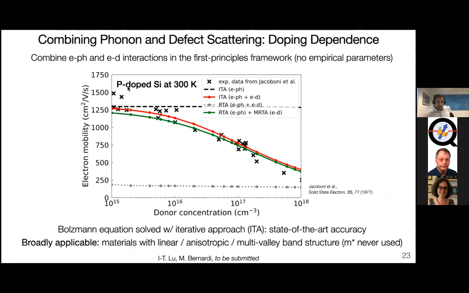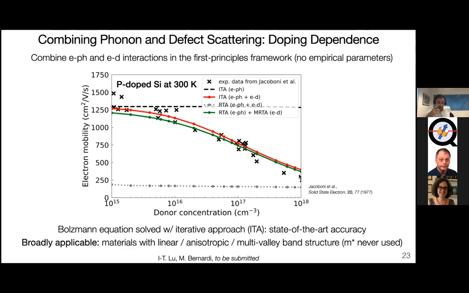This calculation for phosphorus-doped silicon combines electron-phonon and electron-defect scattering in the full solution of the Boltzmann equation, the curve shown here in red. And you see that now we're able to compute the electron mobility with high accuracy, not only as a function of temperature, but also as a function of doping with this approach.